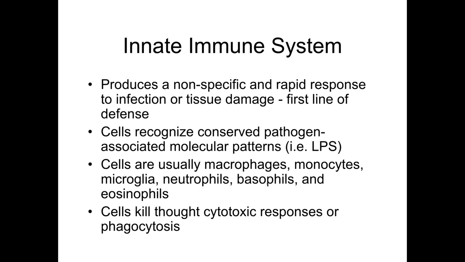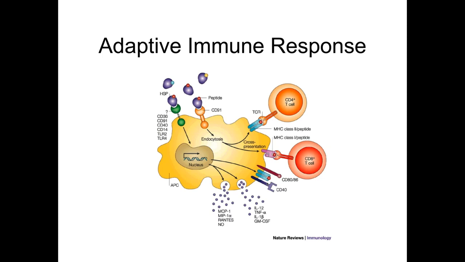Now, most of the cells that help us maintain our innate immune response are macrophages, the microglia, and the eosinophils. And most of the time they do their activity by killing the cells through phagocytosis, or essentially eating them. The adaptive immune response is something that allows us to basically evolve with the world as the pathogens evolve. As we all know, viruses adapt and change, and so do bacteria.